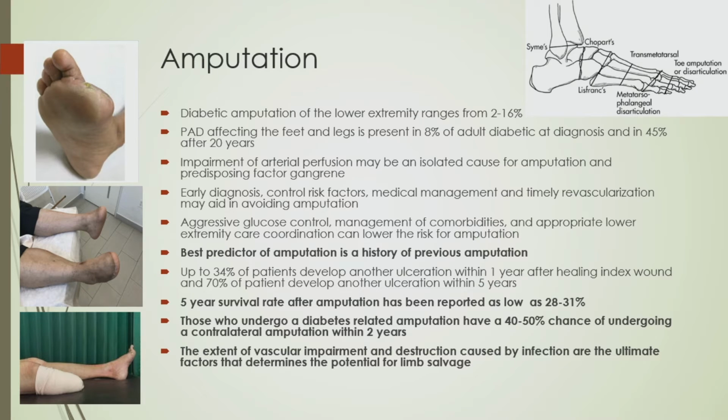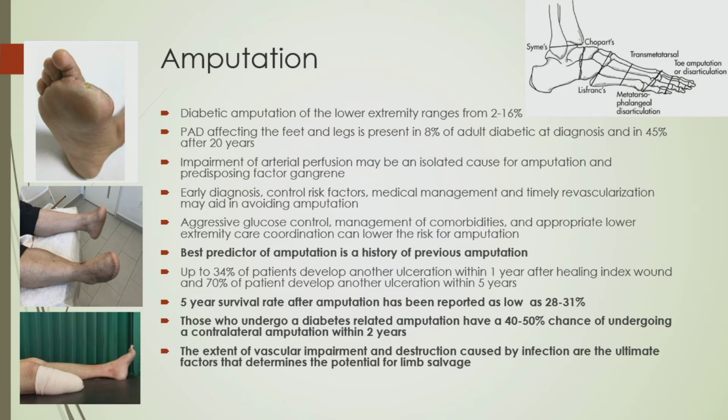Now, amputations. Reported risk of lower extremity amputations in diabetic patients ranges from 2% to 16%, depending on the study design and the population studied, but the best predictor of an amputation is a previous amputation. The 5-year survival rate after amputations has been as low as 28 to 31%, and those who undergo diabetes-related amputations have a 40 to 50% chance of undergoing a contralateral amputation within 2 years.